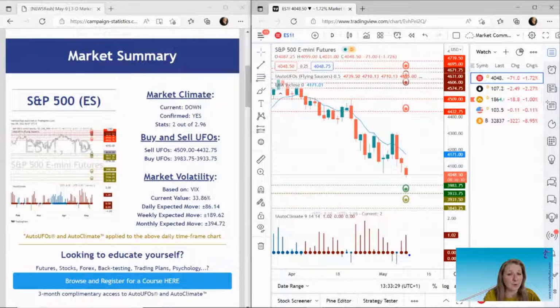So on a daily time frame of the S&P 500, we have a thick red dot on our AutoClimate. That tells us probability is to the downside. Likely upcoming direction is down. Now, we have buyers that we're getting closer to. They are between 3983.75 to 3933.75, and we have sellers quite far away, all the way up here at 4509 to 4432.75.